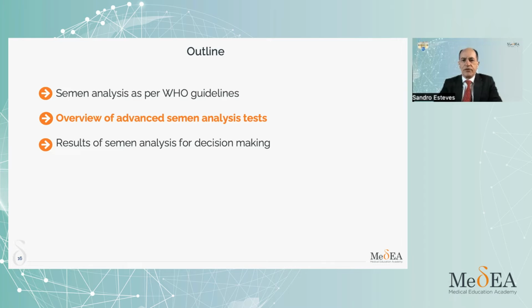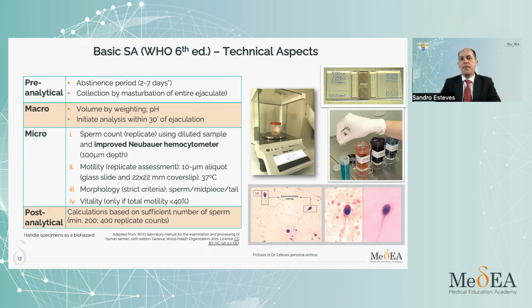I will give you a brief overview now on how a semen analysis should be performed according to the WHO 2021 guidelines. Basic semen analysis has 4 critical pillars. First, pre-analytical aspects, including patient instructions on how to provide the specimen, ejaculatory abstinence that should always be between 2 to 7 days, and recording of any medication that could affect the results.